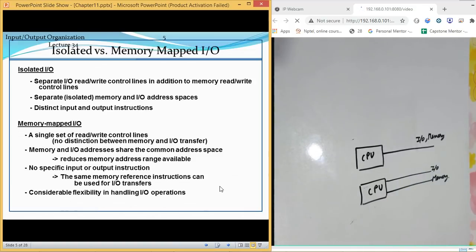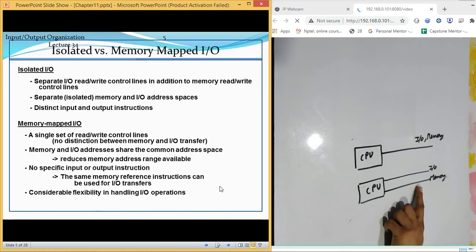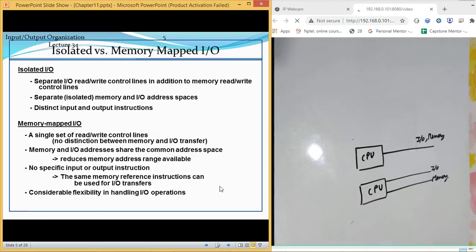Then separate or isolated memory and input output address space. This will have a separate address. Then distinct input and output instructions. Input output instructions will also be different. If you are going to perform it over memory, the address will be different. If you are going to perform it over input output devices, the address will be different.